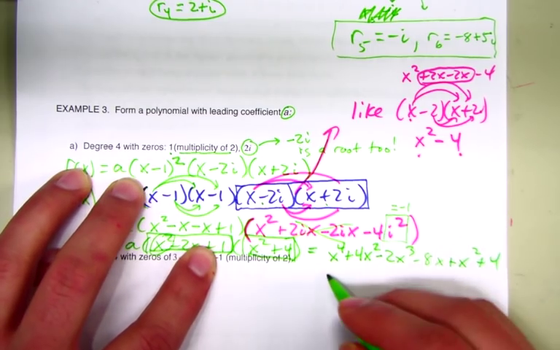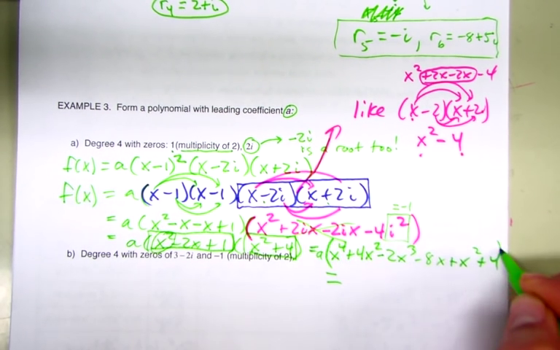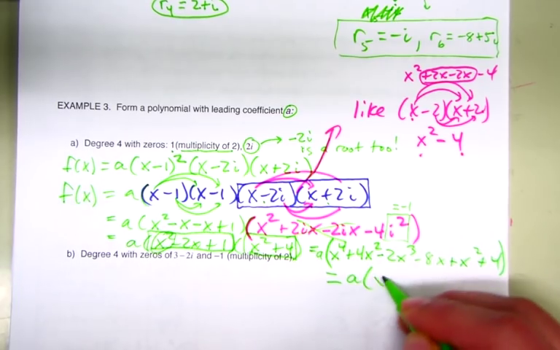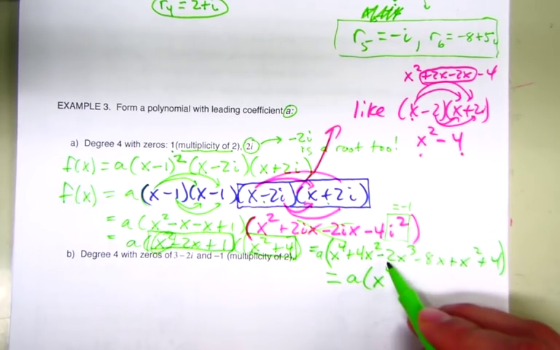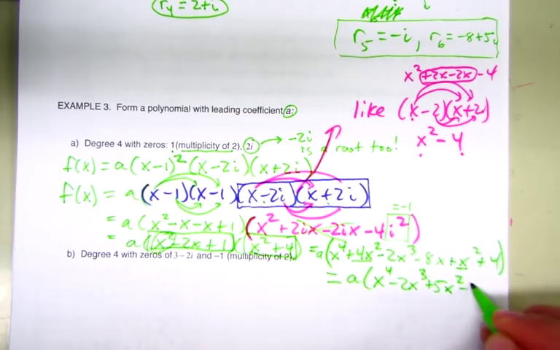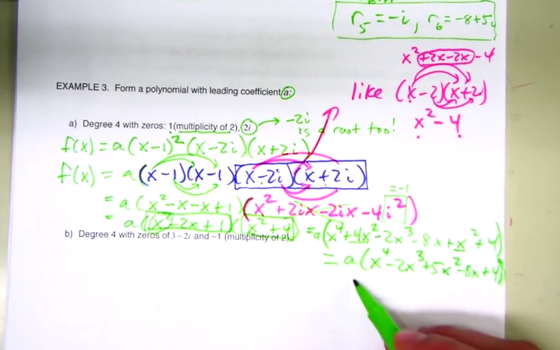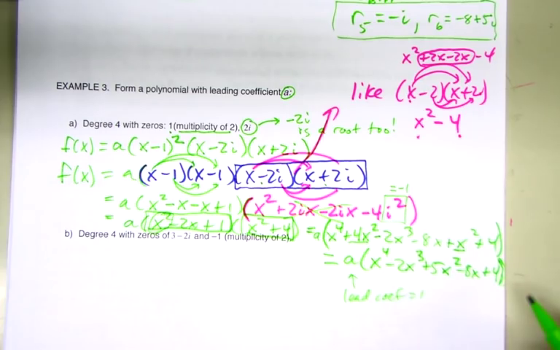And now we just combine our like terms. Don't forget we have that a in front of all of this. So we have a, x to the 4. Looks like we have a minus 2x cubed. If we look at the squares, there are 2 of them. 4 and 1 make 5. And then we have minus 8x plus 4. Now, I'm not sure, but I think most of the time in Math Excel, they say leading coefficient equals 1. If that's the case, then this is what we're looking for, just this polynomial in here. Okay?